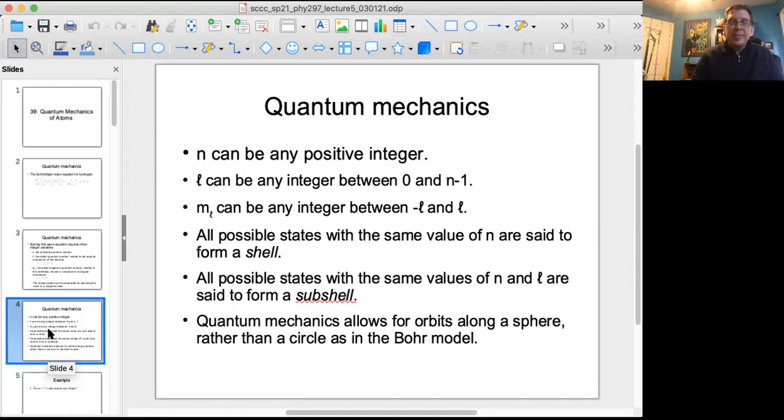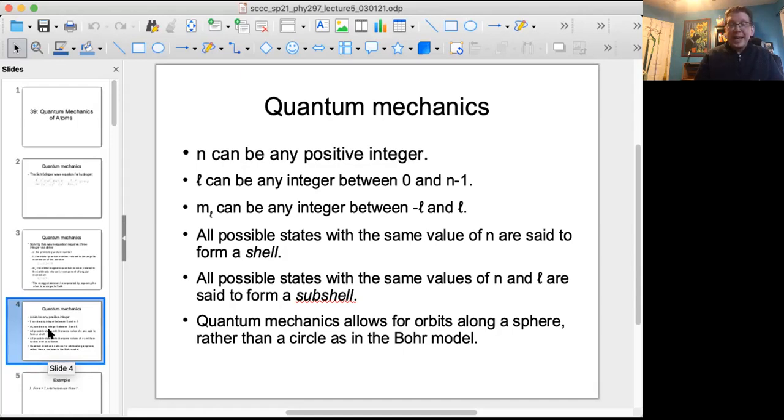m sub l can be any integer between -l and l. So in the ground state, l is 0, m sub l has to be 0. It can't be anything else. But if l is equal to 1, so if n is equal to at least 2 and you have l equal to 1, then m sub l can be -1, 0, or +1.